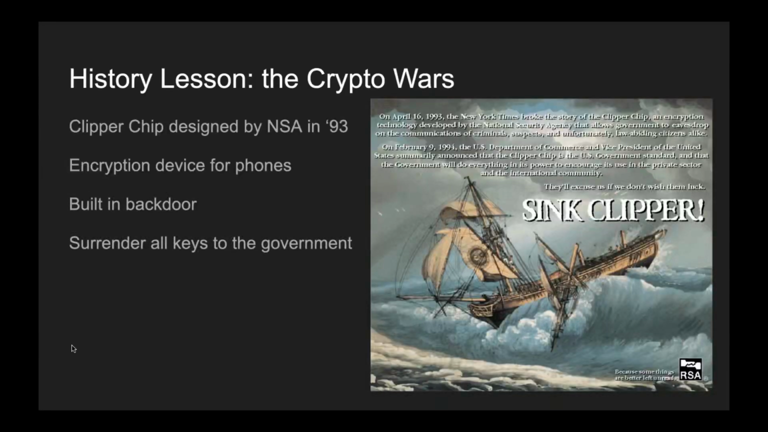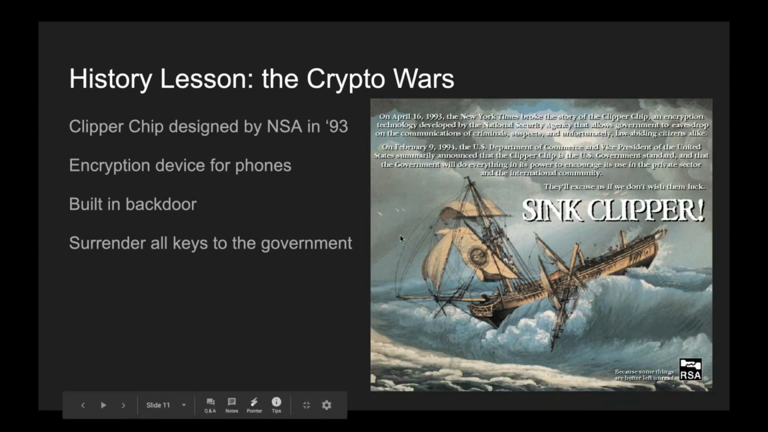So let's do a little bit of history lesson. In 1993, the NSA designed a phone chip called the Clipper chip, and it was meant to be an encryption device for phones everywhere, but it came with a built-in backdoor. When they created these chips, the chips had the private key on them, and the company making the chips would send a copy of the private key to the government. And so the government would just have a giant database of everyone's private keys so that they could read any of your text messages or listen to any of your phone calls that they wanted.